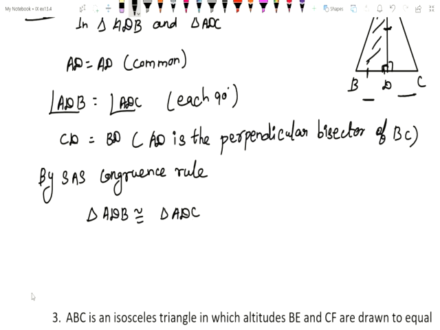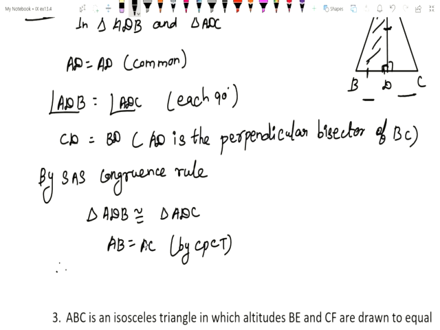Then we are going to apply CPCT. So, by CPCT I am going to say AB equal to AC. How I am saying? By CPCT. Once we proved a congruence, you can say this. AB equal to AC. So, therefore, AB equal to AC means these two sides are equal. In a triangle, two sides are equal means that type of triangle is called an isosceles triangle.